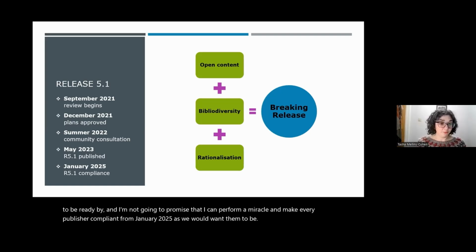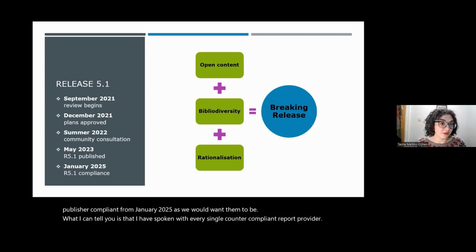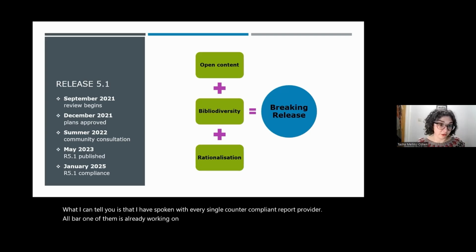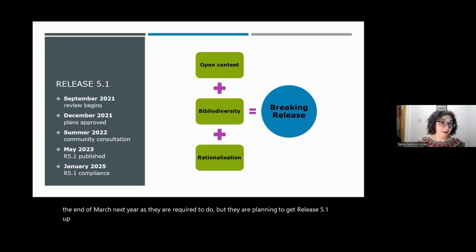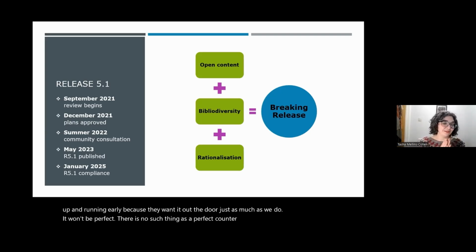What I can tell you is that I have spoken with every single Counter compliant report provider. All bar one of them is already working on their release 5.1 compliance. Most of them are targeting the middle of this year, and they will continue to offer release 5 until the end of March next year, as they are required to do, but they are planning to get release 5.1 up and running early because they want it out the door just as much as we do. It won't be perfect. There is no such thing as a perfect Counter release, but we are aiming to be ahead of the curve this time.